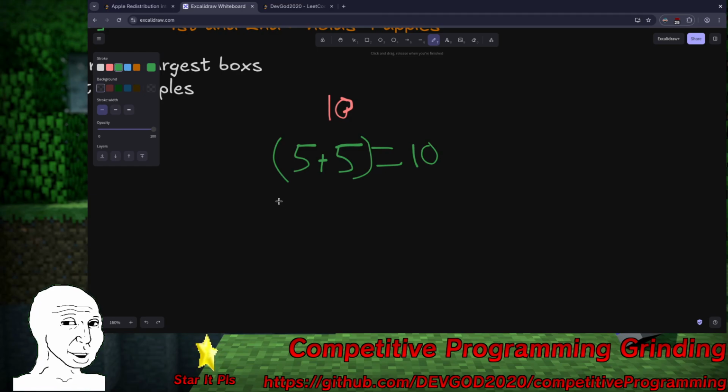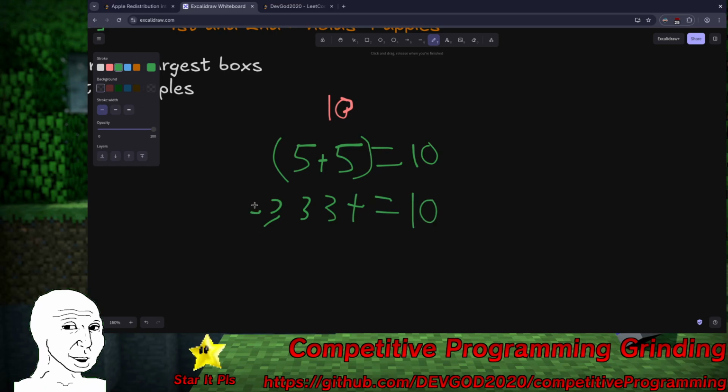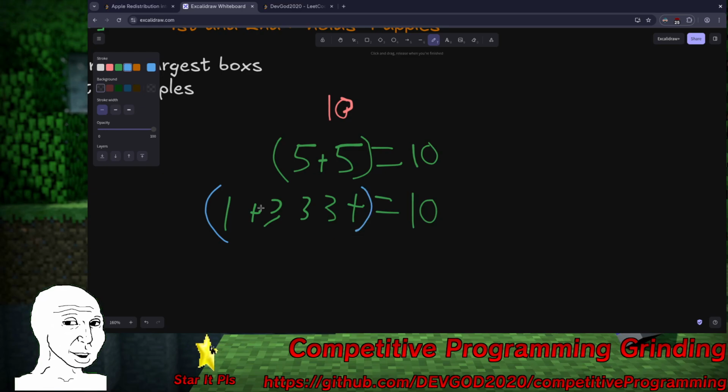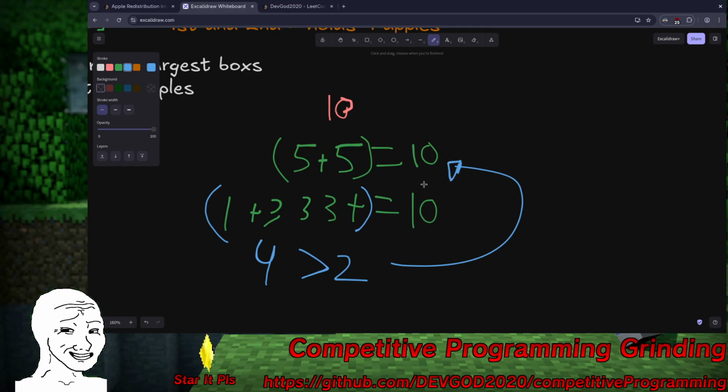Or if you're not being as optimal, you could do something weirder, like 3, 3, 3, 1, which would also equal 10, because 1 plus 3 plus 3 plus 3 is 10. But the difference between this one and the other is that this one would end up using 4 boxes, which would be more than the 2 boxes that you're using up here. So it's all a greedy trick of figuring out how to minimize your boxes.